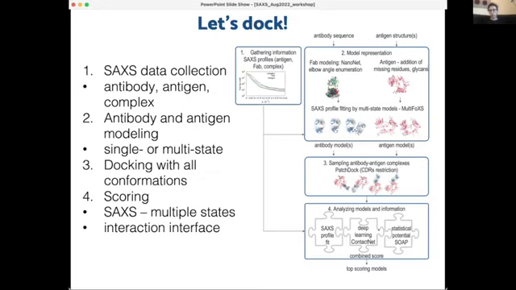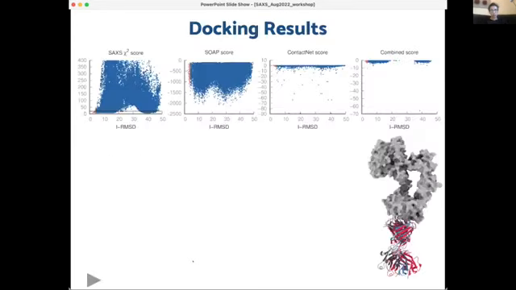We use the statistical potential and the new deep learning model to test the fit at the interface, how well the interfaces fit together. And we combine those scores and produce top scoring models. And here you can see an example.